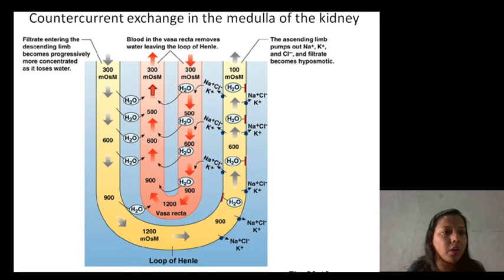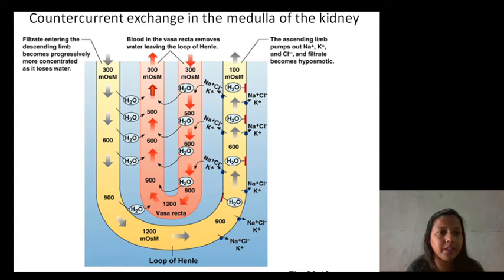Now see, when the filtrate or urine flows from the loop of Henle to the descending limb, at that time water gets reabsorbed and therefore the concentration of ions changes. And see, the concentration of filtrate is first of all 300 milliosmoles, then 600, then 900, and it reaches up to 1200 milliosmoles. It means because of water reabsorption, the concentration of salt increases.